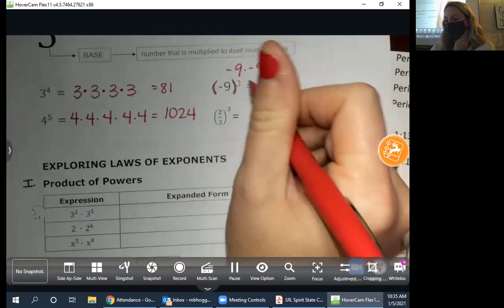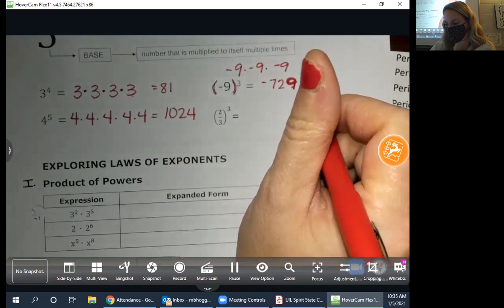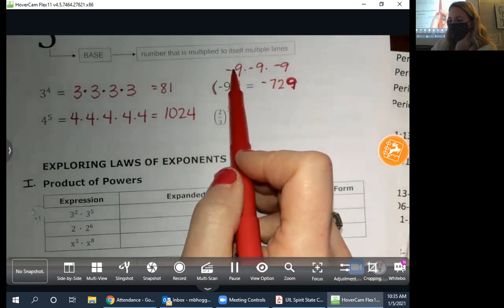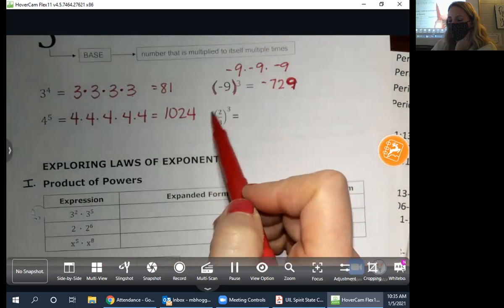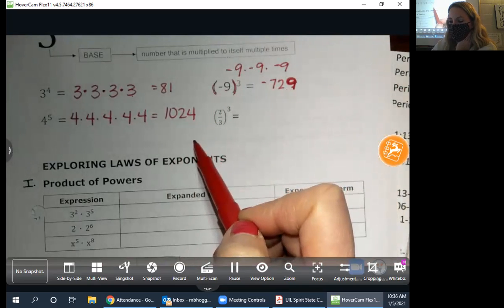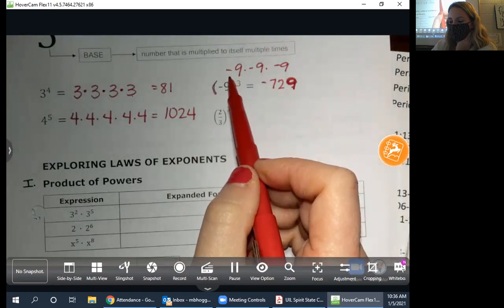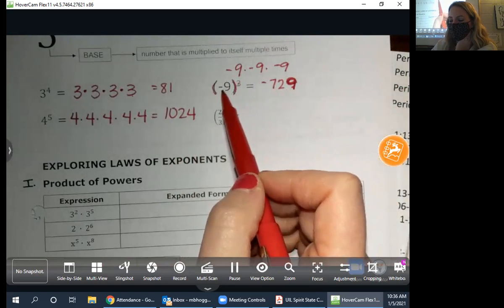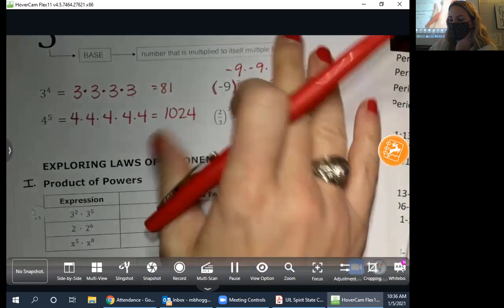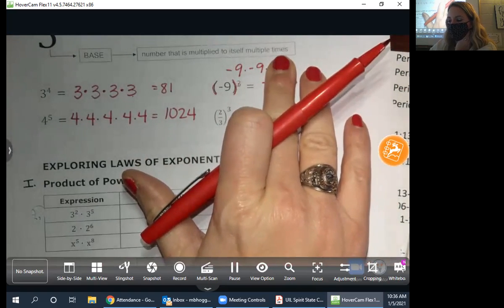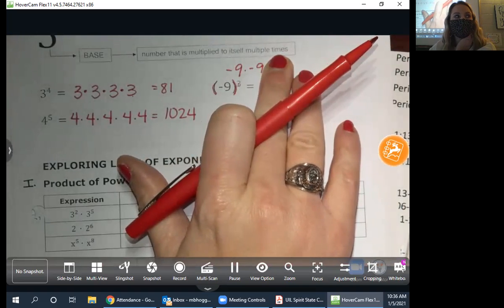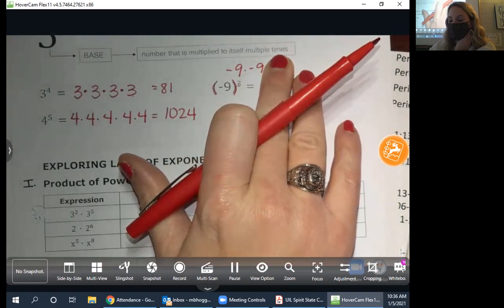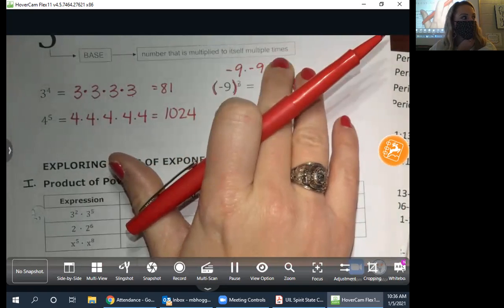It's a negative number. Yep. Okay, so if it was -9 to the second power, would this be a negative answer? If this 3 was a 2 and it was -9 to the second power, it would just be -9 times -9. That's going to give you a positive 81, right? Two negatives. A negative times a negative makes a positive.